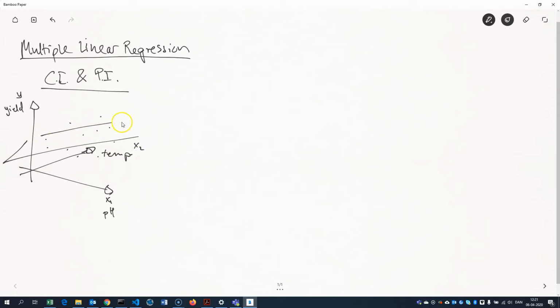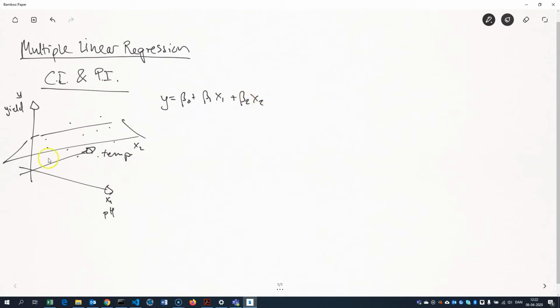Maybe it looks something like that. It's a plane that best approaches these data points. And we've used the method of least squares to establish this plane here. It has an equation which is beta naught plus beta 1 times x1 plus beta 2 times x2.